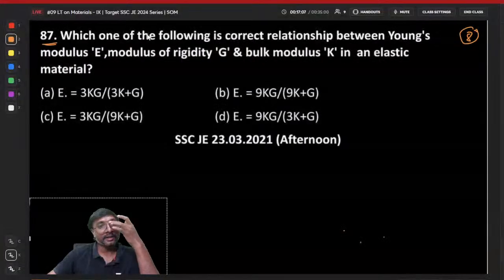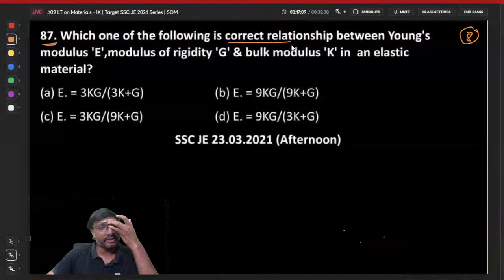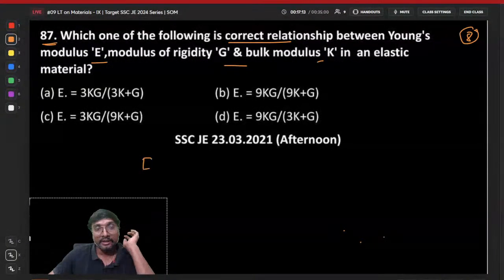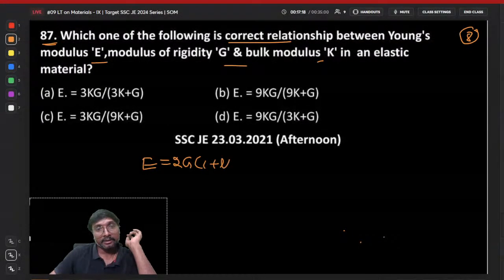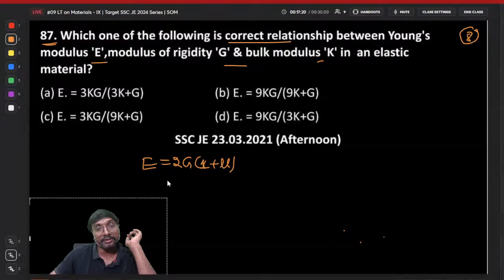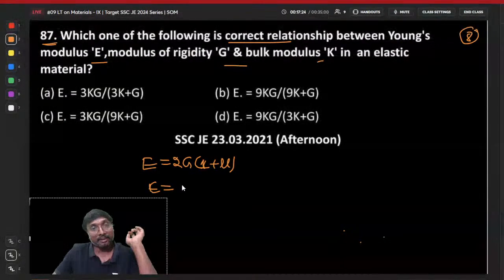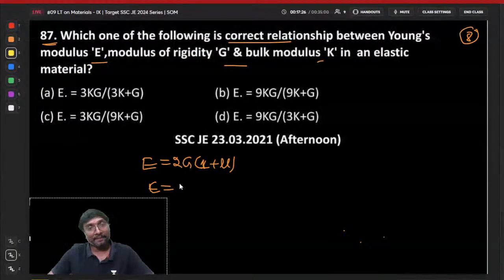Now, which of the following is a correct relationship between Young's modulus, modulus of rigidity, and bulk modulus? What do you have actually? E equals 2G into (1 plus mu). This is a relation between which ones? The rigidity modulus and Young's modulus. What is the relation between Young's modulus and bulk modulus? E equals, what is it?